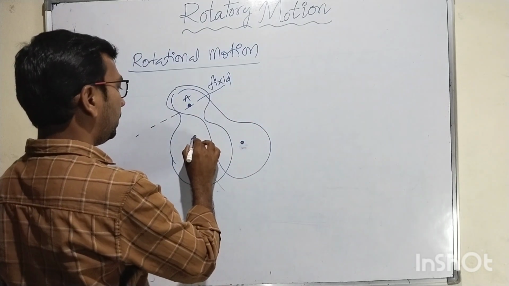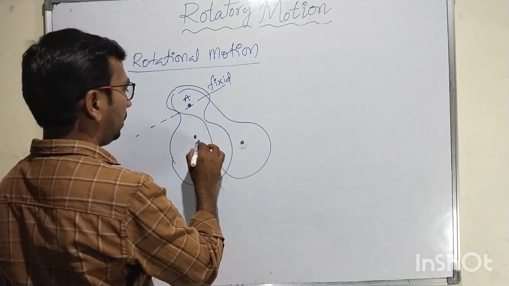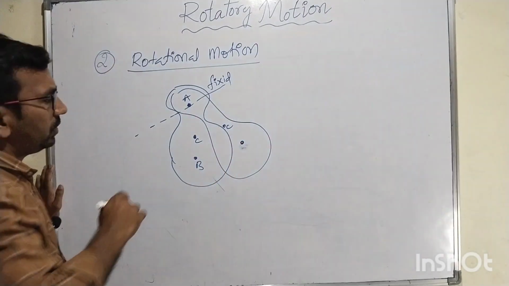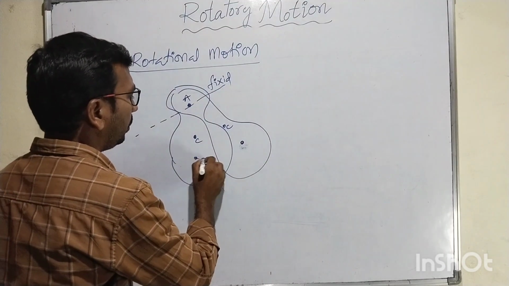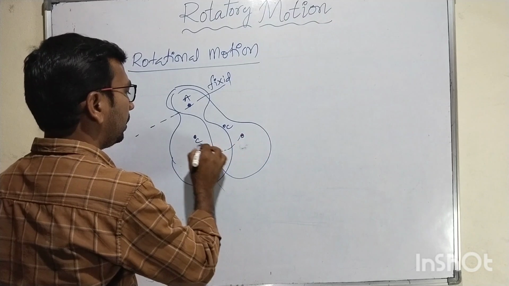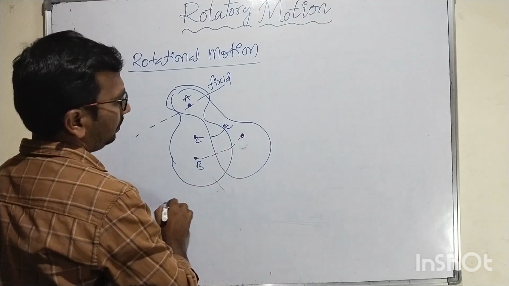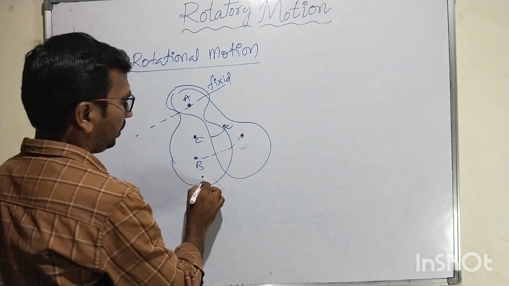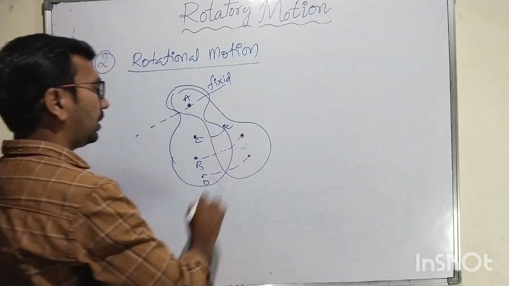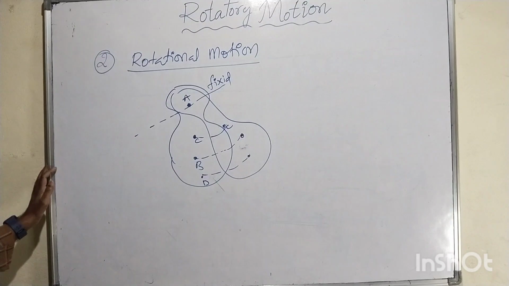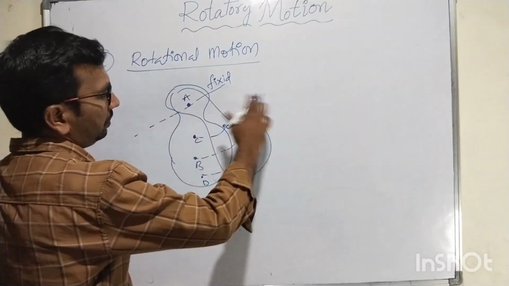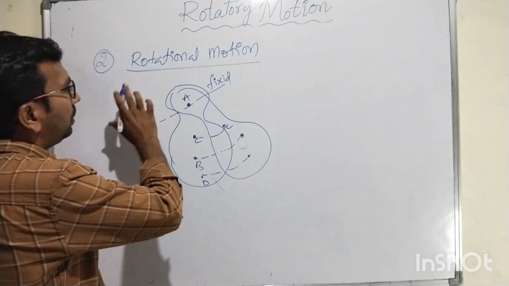So we consider this is point A, and this is point C, and this is also point C. Suppose body B is moving in a circular path, and C is also moving in a circular path. Suppose I consider one more point D. This point D is also moving in a circular path. So if all particles of the moving body move in a circular path, then the motion is called what?